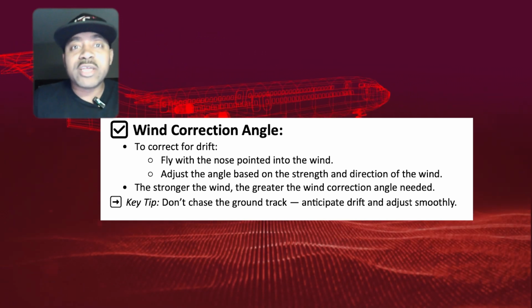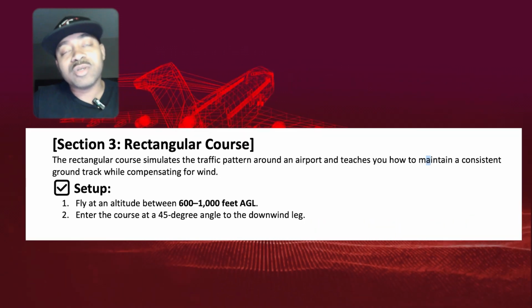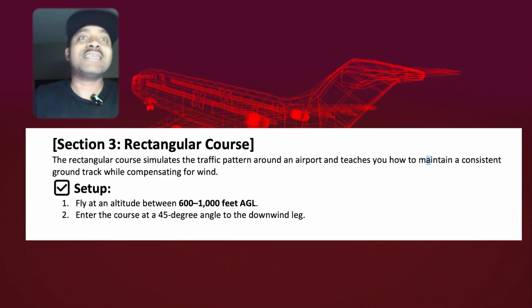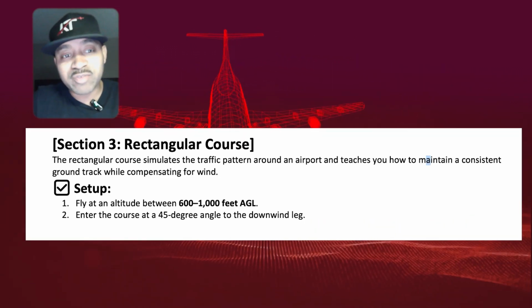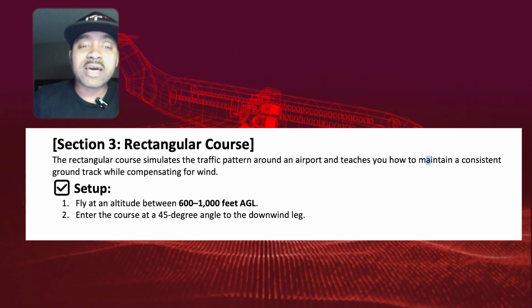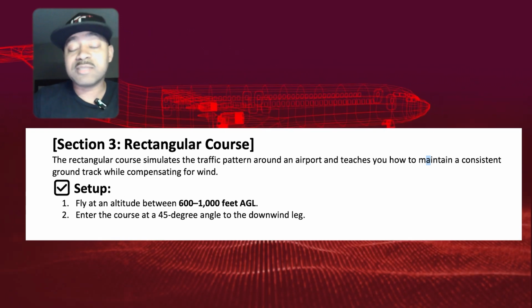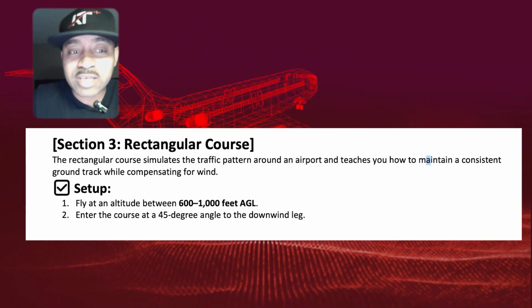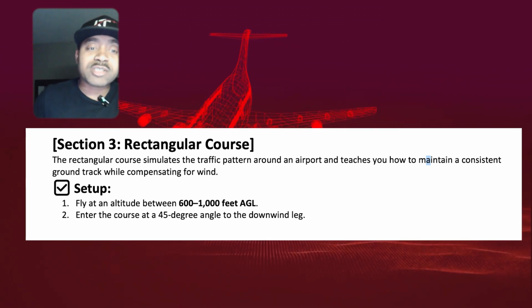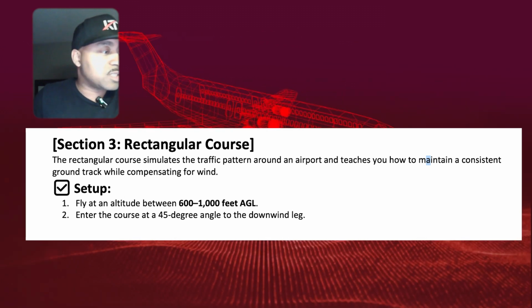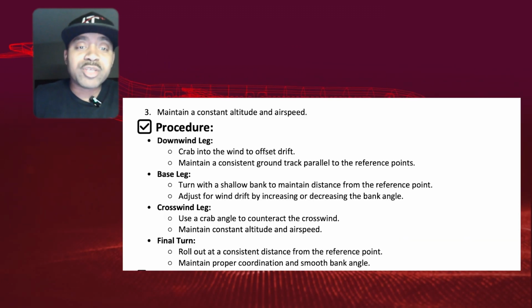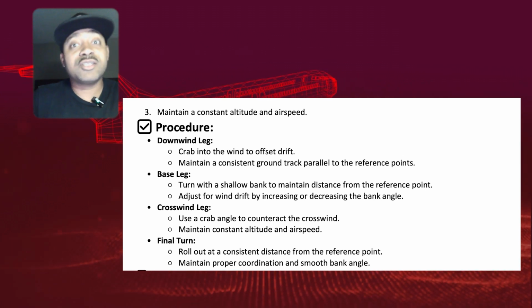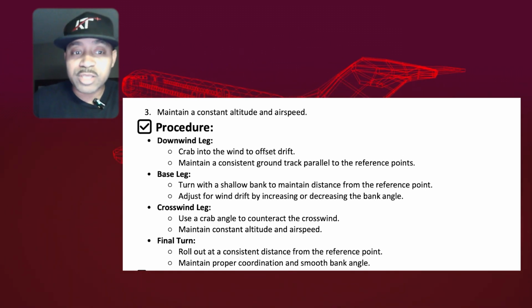One maneuver they cover here in the Airplane Flying Handbook is the rectangle course. The reason the rectangle course is important is that this is what you're doing when you're flying in the traffic pattern. You'll fly the airplane at the traffic pattern altitude of 1,000 feet AGL. You enter the course, and when you're downwind, you're going to crab into the wind to offset the drift. So turn into the wind.